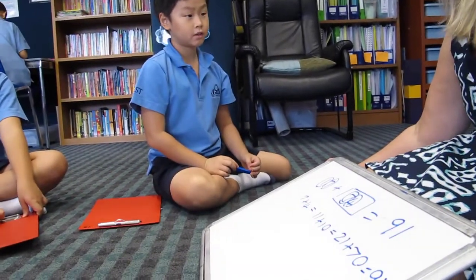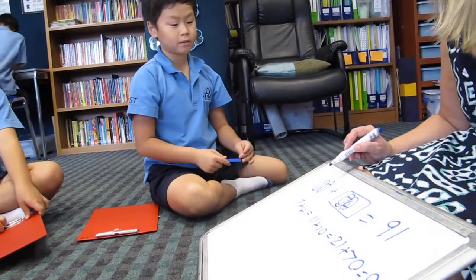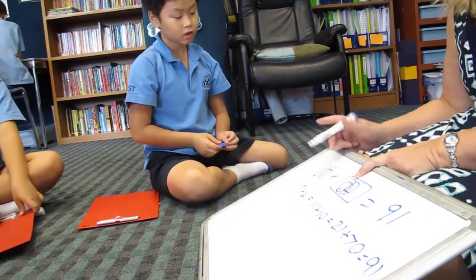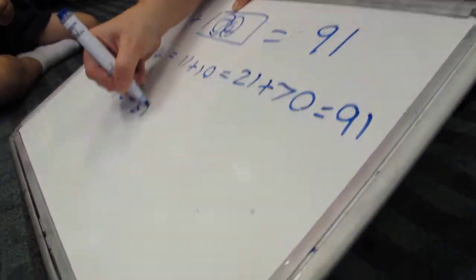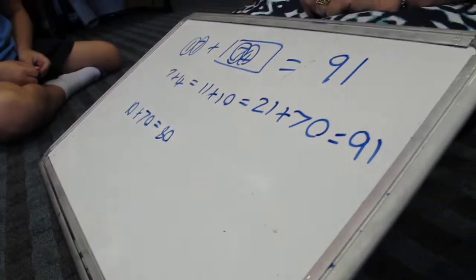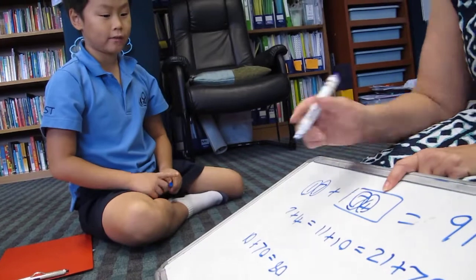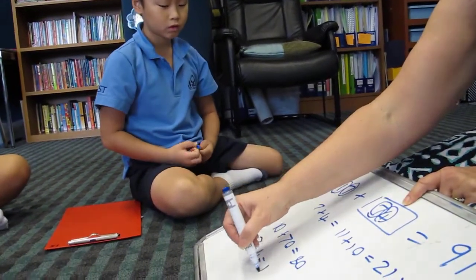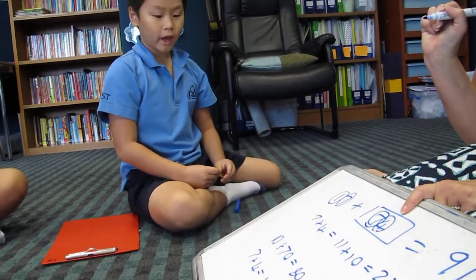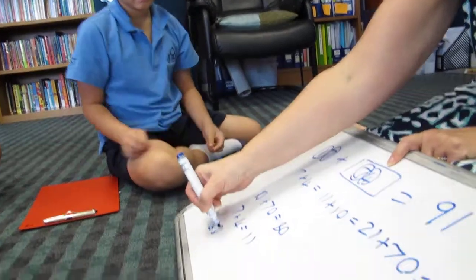Anybody do a different way? So 1 plus 7 equals 8. Which 7 are we looking at? So, the 10 plus 70. Okay, these two then. So 10 plus 70 is 80. And 7 plus 4 is 11. 80 plus 11 equals 91.